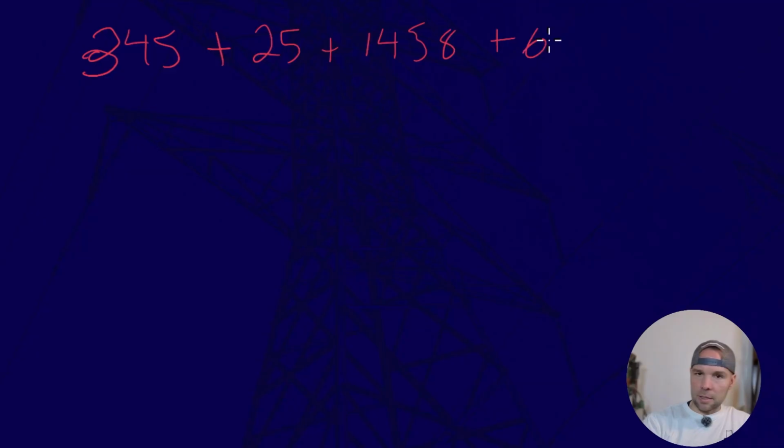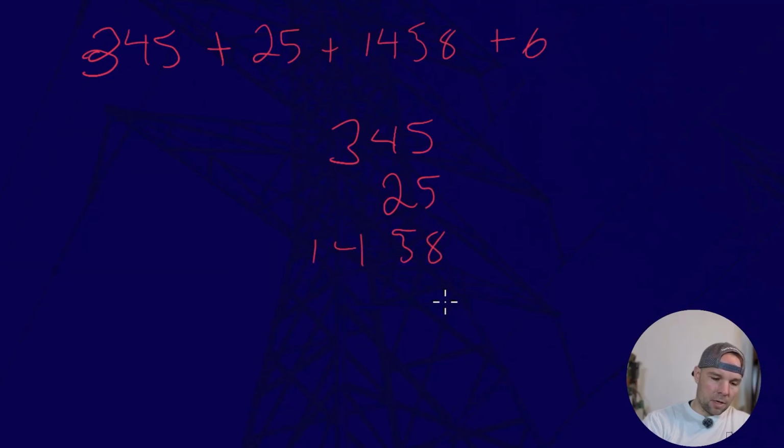Now, when you're adding multiple multi-digit numbers, the best way to do it is to organize it into columns and work your way from the units towards the left. For instance, if we're going to add 345 plus 25 plus 1458 plus 6, we want to organize this in a column.